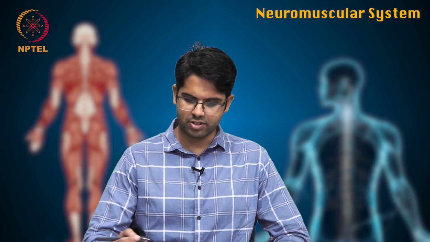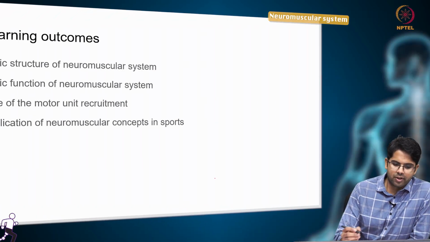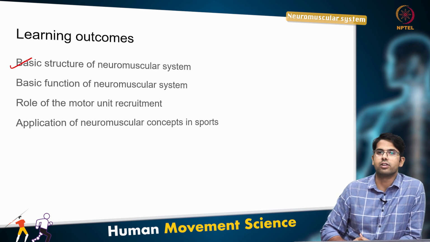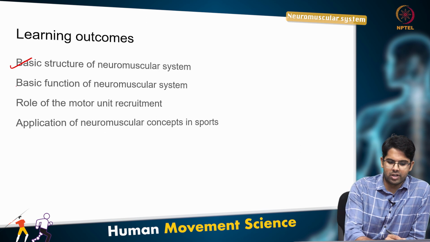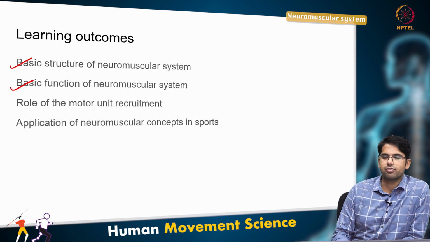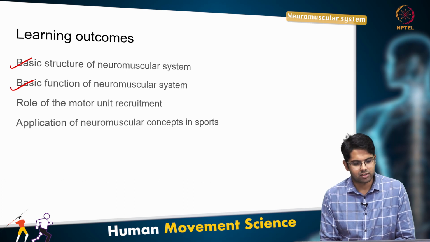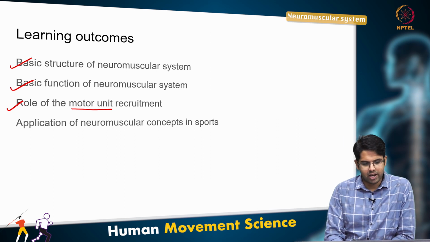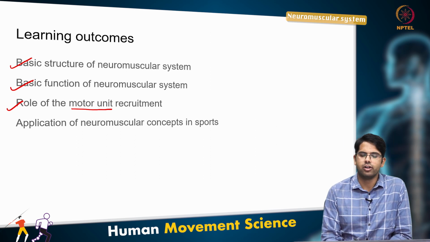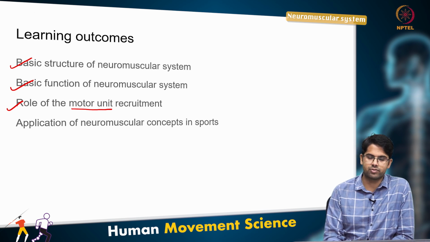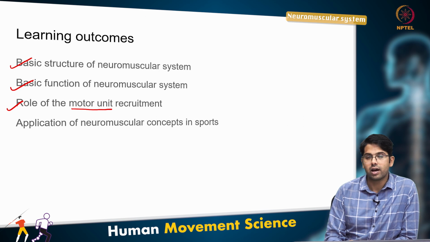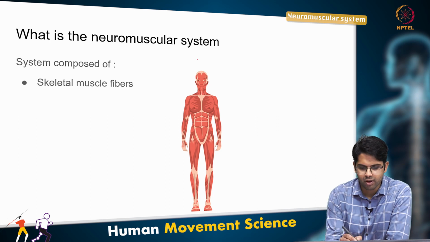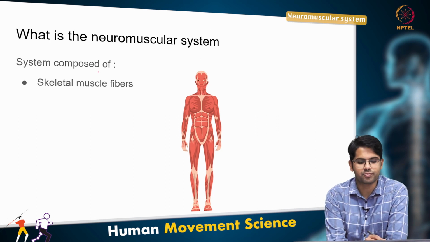So the learning objectives for this particular unit: we will try to define and understand the basic structure of the neuromuscular system. We'll understand the basic functions of the neuromuscular system, the role of what is called the motor unit. We'll study all of these concepts. And then finally, we'll look at the application of neuromuscular concepts, specifically neuromuscular control and recruitment as applicable in sports and movements.